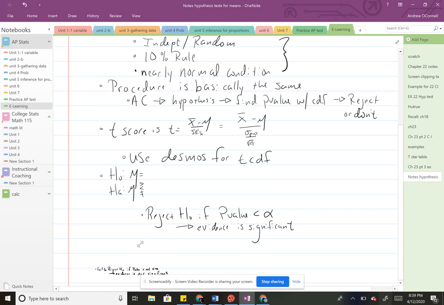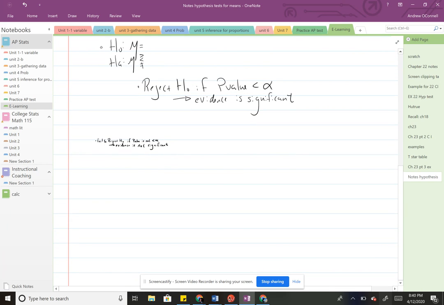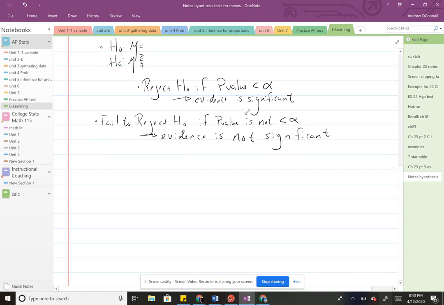Just as another reminder, have this handy, that you're rejecting your null if your p-value is less than alpha. The problem might state alpha, but if it doesn't, just go with 0.05. 5% is pretty standard. So you reject your null if your p-value is less than alpha. That means that your evidence is significant. The evidence being your x bar, that is significant. We don't think that that was just by chance. And then scale this up. You're going to fail to reject if your p-value is not less than alpha. That means your evidence, your x bar, was not significant.